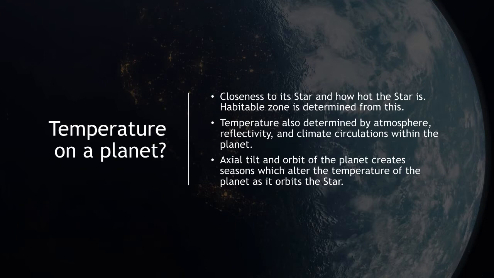Temperature is also determined by the planet's atmosphere, which will be explained later, reflectivity, if a planet has clouds or ice, and atmospheric or oceanic circulations within the planet. Axial tilt and orbit of the planet also.